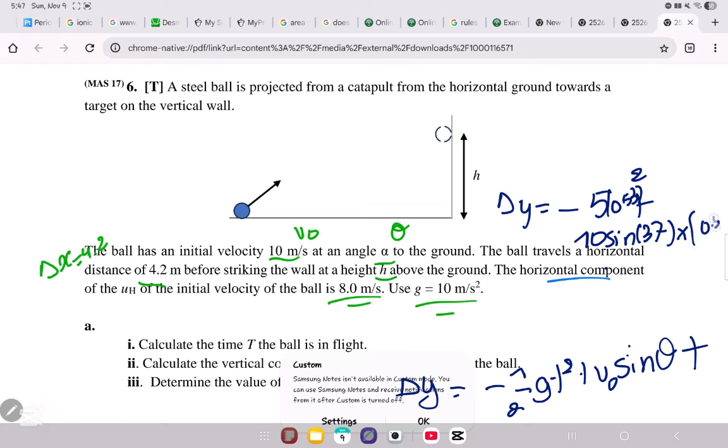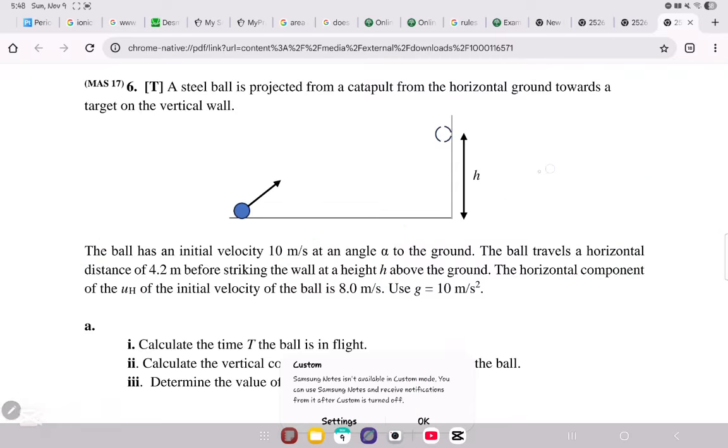0.53. Okay, so delta y is minus 5 times 0.53 squared plus 10 sine 37 times 0.53. So all in all, it should give us our answer to be 1.8 meters. Again, they made a calculation mistake. They forgot to square the time. Pay attention in the answer key. So now we'll move on to part B.